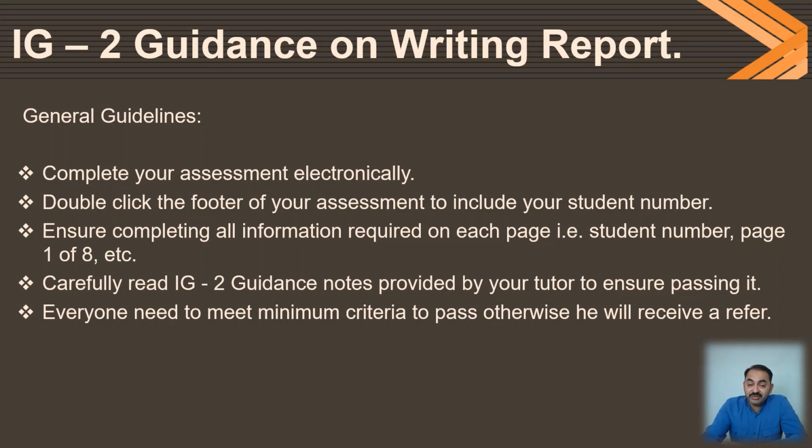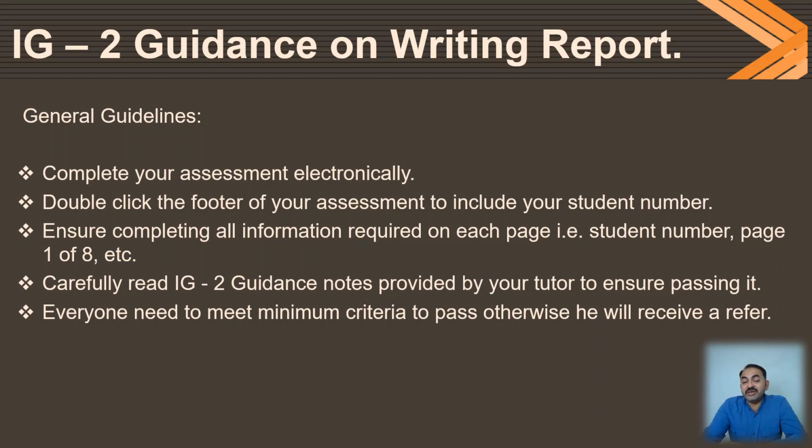Double click the footer of your assessment to include your student number and other information required as per the guidelines given in the report. So you need to provide a certain type of information, what is your learner number and the training partner and all that. You need to make sure that this information is available in the bottom of each page of your risk assessment. Ensure completing all information required on each page, like student number, page 1 of 8, 1 of 9, 1 of 10, whatever, how many pages you have in total and which page is this. This information should also be there.